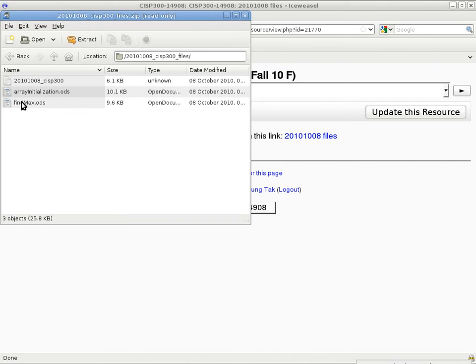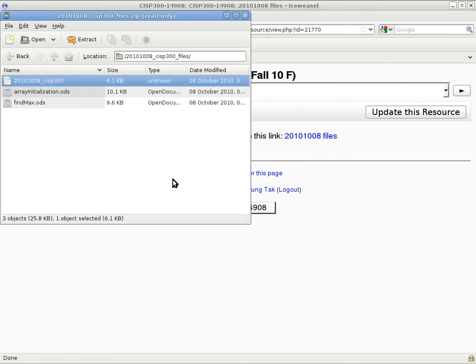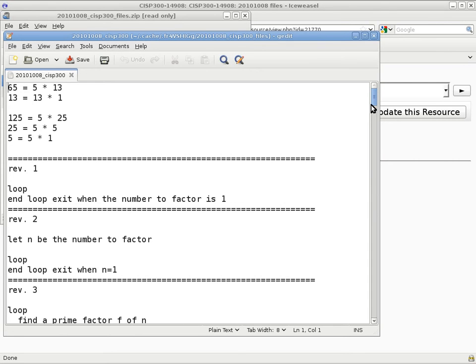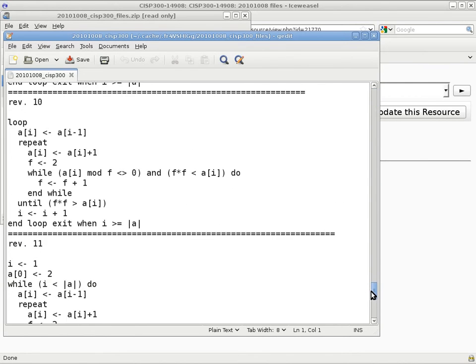And last time we talked about finding the maximum. We talked about array initialization, and in the text file, we talked about the algorithms that relate to arrays. We kind of evolved our.